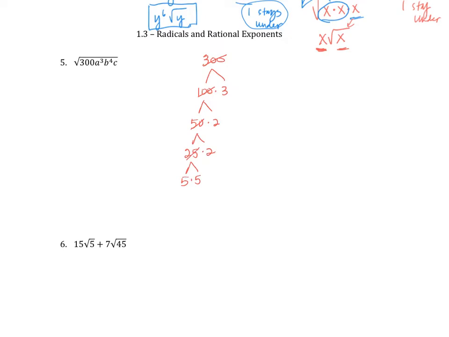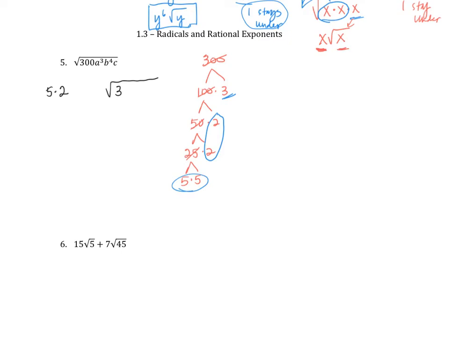All right, so now I'm looking for pairs since we have a square root. So I have a pair of 5s, a pair of 2s, and then a 3 left over. So the 300 is going to have a 5 times 2 on the outside of the radical and a 3 on the inside of the radical.